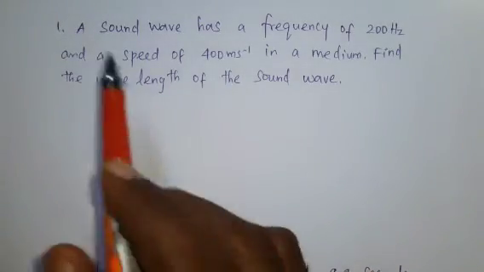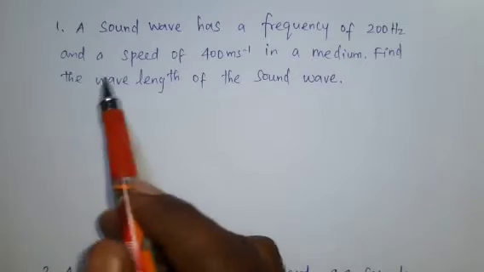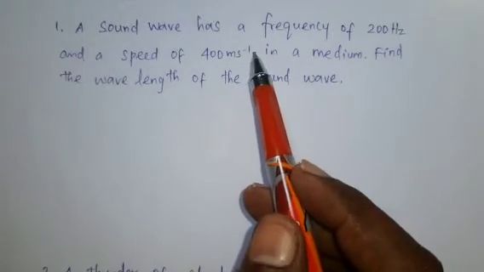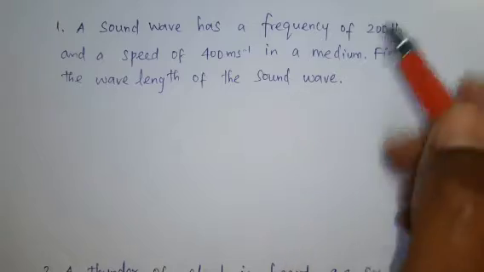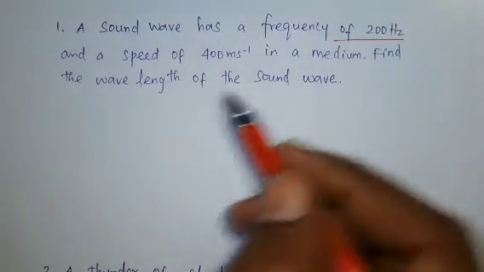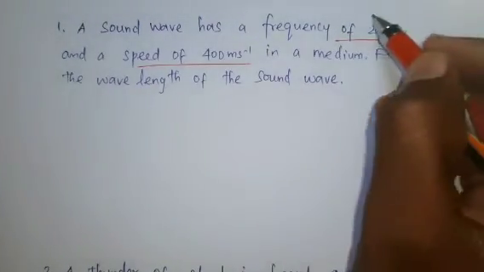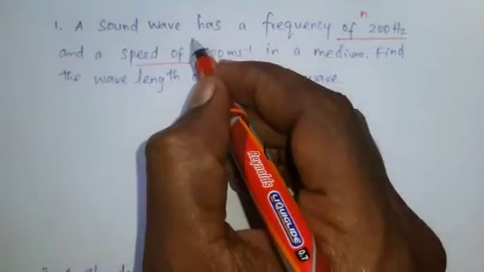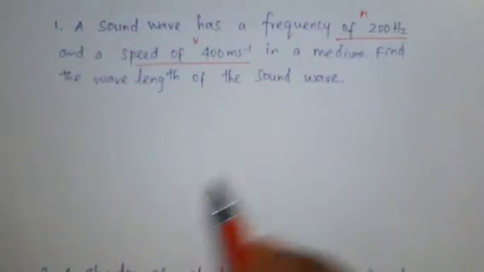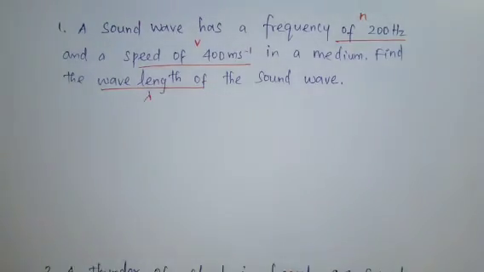First problem: a sound wave has a frequency of 200 Hz and a speed of 400 m/s in a medium. Find the wavelength of the sound wave. So, the frequency is given as 200 Hz and the speed is given as 400 m/s. The frequency is taken as n and the speed as v. We have to find the wavelength lambda.